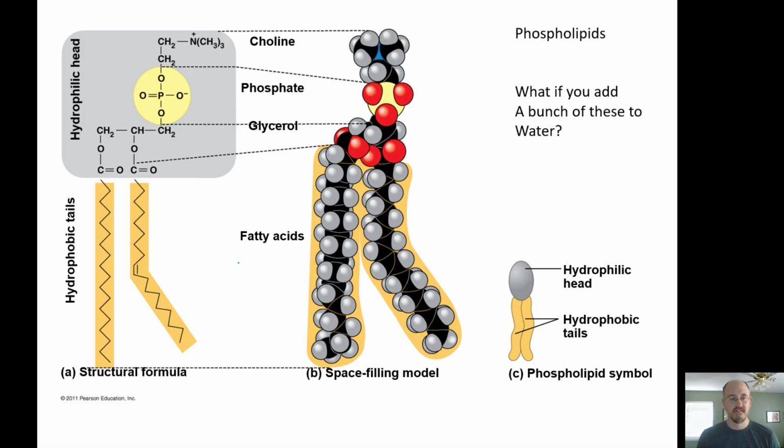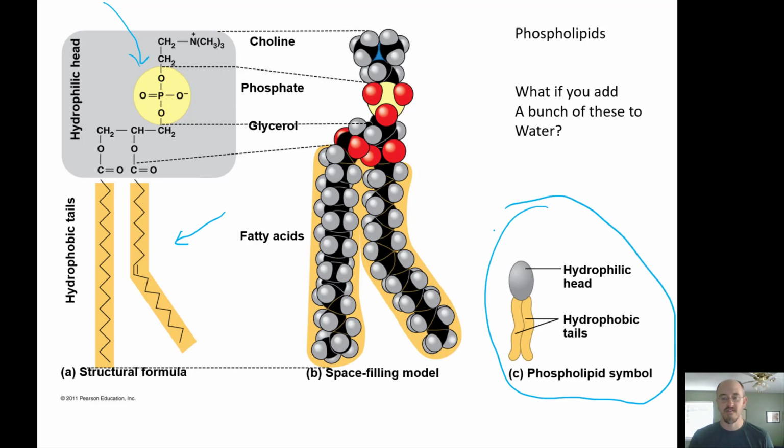Here's the structure of one of these things in more detail. You can see the fatty acid tails here. You can see the phosphate group up here. I usually draw them like this. And they have a hydrophilic head and a hydrophobic tail. Hydrophilic means they like water. Hydrophobic means they don't like water.